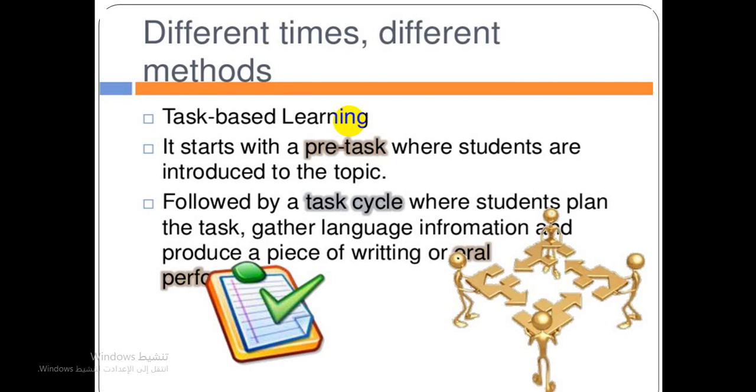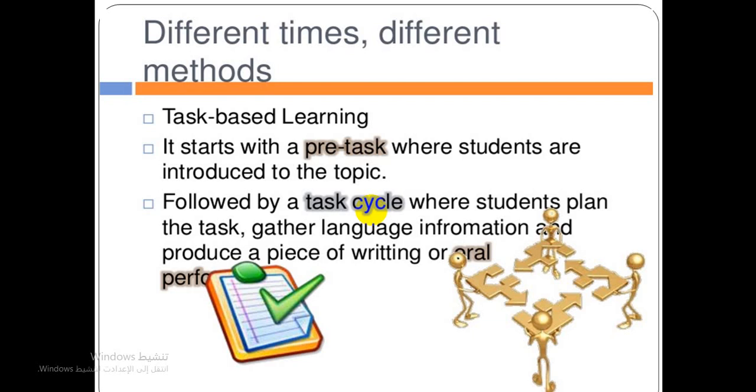In other words, the task itself is the main focus, and this approach puts communicative activities at the heart of learning. Task-based learning starts with a pre-task, where students are introduced to the topic and told what the task will be. This is followed by a task cycle, where the students plan the task, gathering language and information to do it, and then produce the piece of writing or oral performance that the task demands.